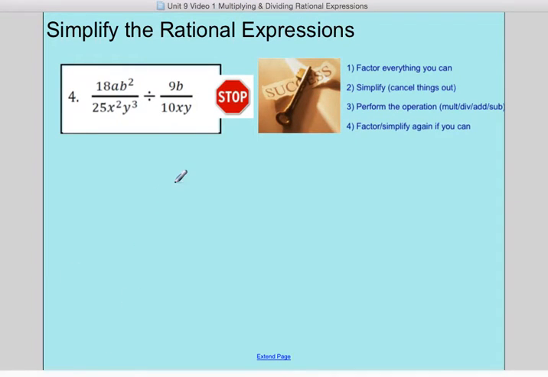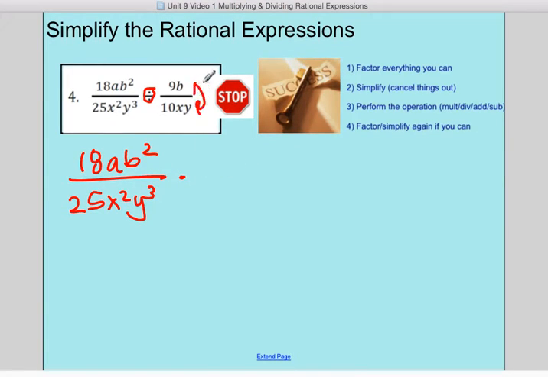Example 4. I have a little stop sign, makes you look. It's division, so we have to divide, which means we multiply by the reciprocal. The other thing I noticed, once again, monomials. No addition or subtraction with each individual part. So I do not have to do any factoring. So I'm rewriting the first fraction times the reciprocal, so flip it. 10xy over 9b.